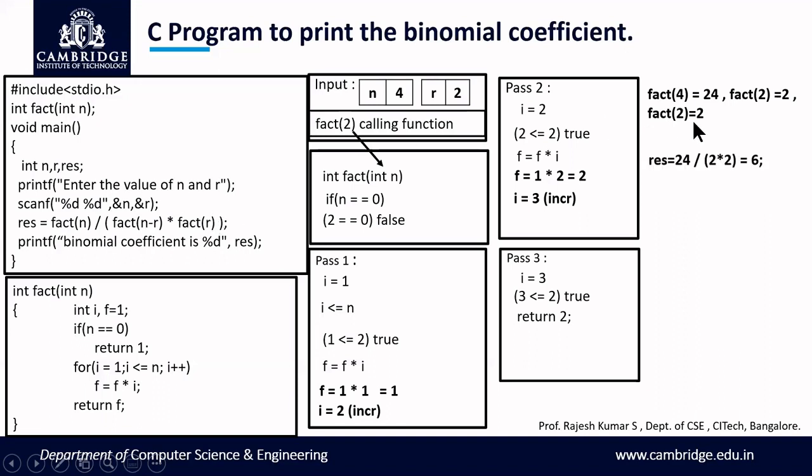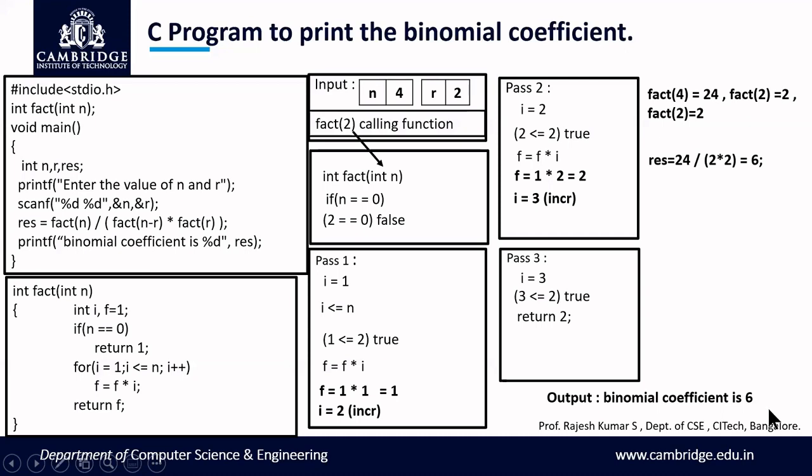Now, everything will be evaluated in the expression. So, the entire statement looks like this. Result is equal to 24 divided by 2 into 2. Now, what happens? 2 into 2 will be evaluated first according to the BODMAS rule. 2 into 2 is 4. 24 divided by 4 is 6. Now, 6 will be stored in res. Then we are printing the result. The output of the program will be: binomial coefficient is 6. This is about the binomial coefficient program.